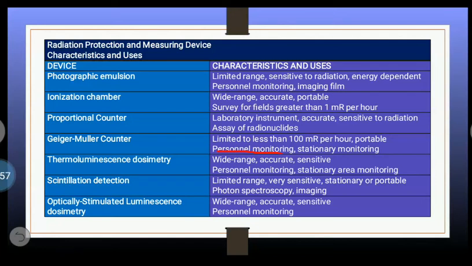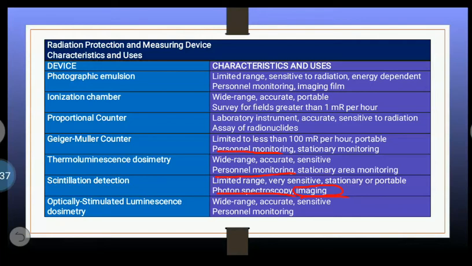Next, we have the TLD, or Thermoluminescence Dosimeter: wide range, accurate, sensitive, and used for personal monitoring. Another is the scintillation detector: limited range, very sensitive, stationary or portable, used for photon spectroscopy, and for imaging. It is a detector for a certain type of imaging, like for example CT scan. And the last but definitely not the least is the Optically-Stimulated Luminescence Dosimeter.